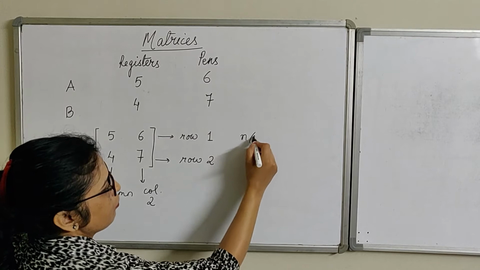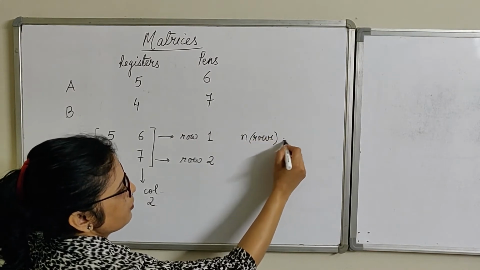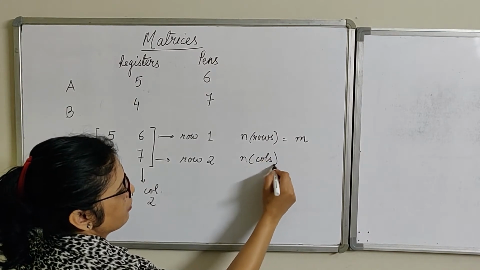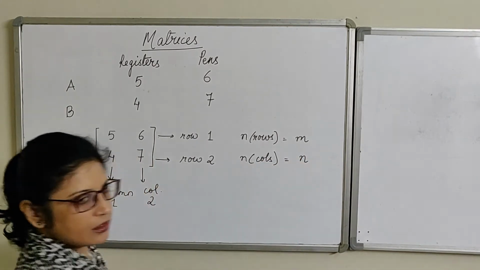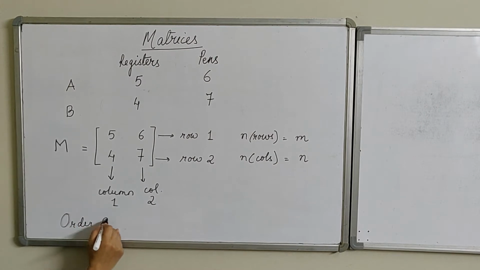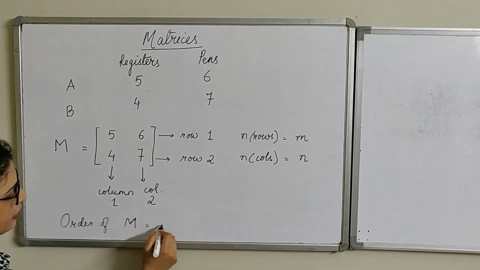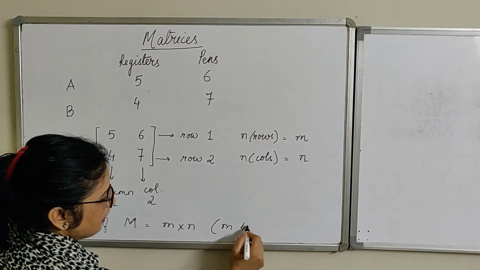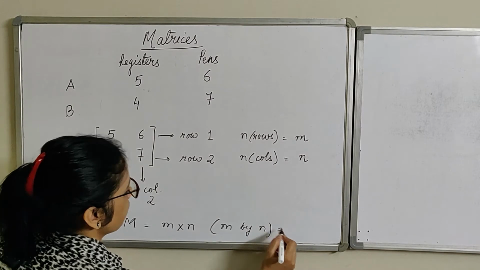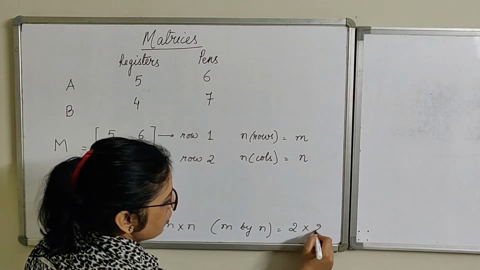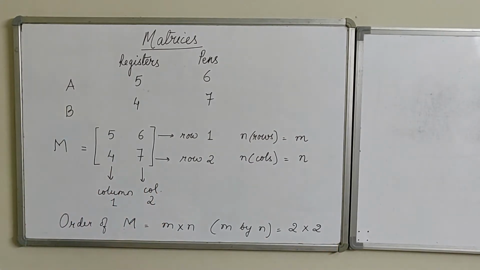The number of rows is usually represented by the letter m, and the number of columns in any matrix is usually represented by the small letter n. So here we can also define the order of the matrix M, which is written this way and is read as m by n. The matrix here has 2 rows and 2 columns, so the order of the matrix is 2 by 2.